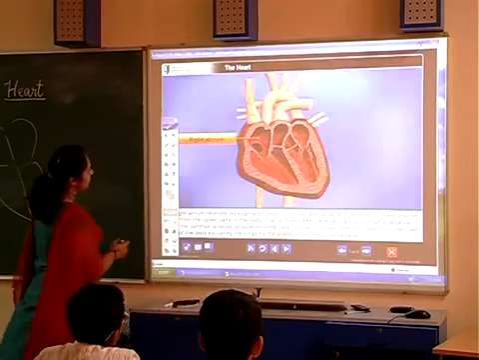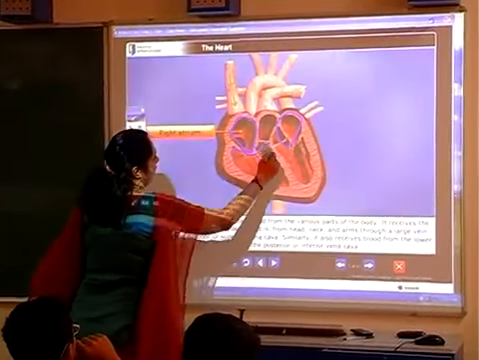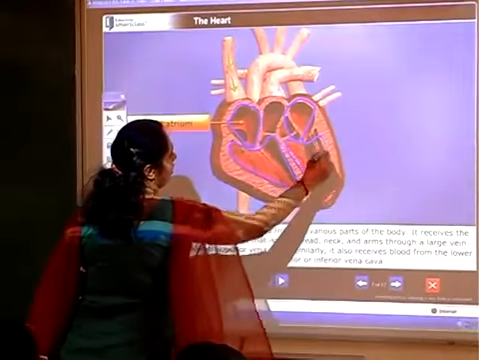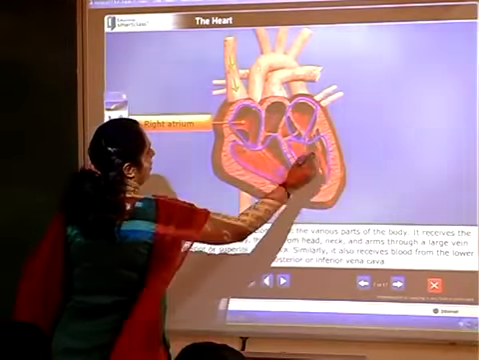Now this is the auricles, and these are the ventricles. Okay, so the blood that flows into the right side will be the deoxygenated blood, and that which enters the left side and leaves the left side will be the oxygenated blood, right? So from the auricles the blood enters into the ventricles, and from the ventricles it enters into the pulmonary artery.